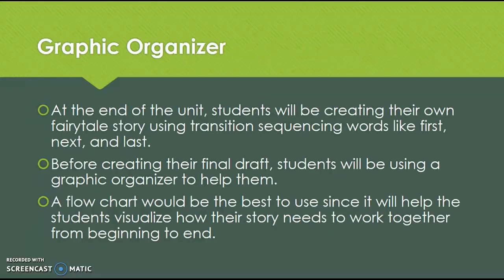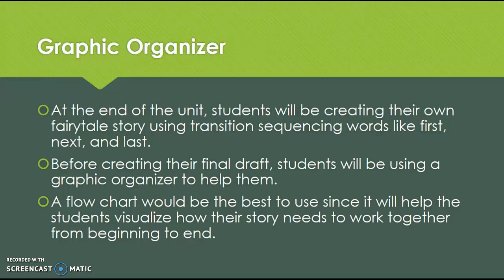The next change that I made was for the students to use a graphic organizer. So at the end of the unit, the students are going to be creating their own fairy tale using transition sequencing words like first, next, and last. Before creating their final draft, though, students will be using a graphic organizer to help them. Now, before, I did have them jot it down in kind of a graphic organizer. It was more like just open your journal and draw a picture of your ideas.